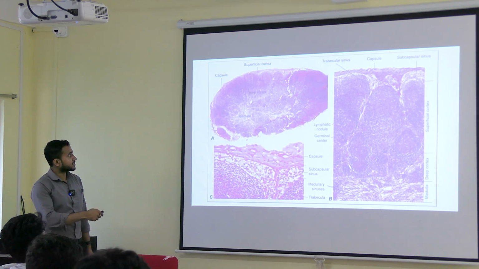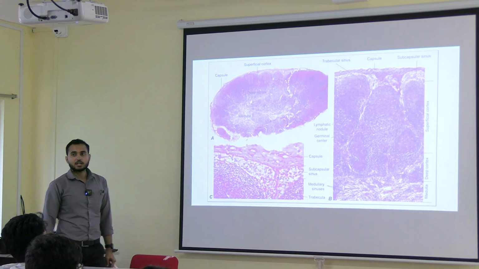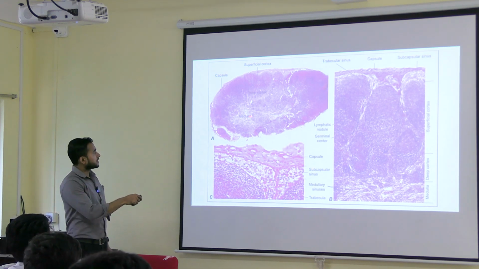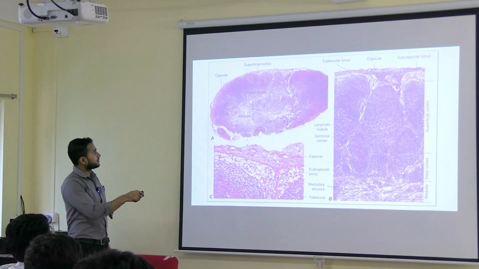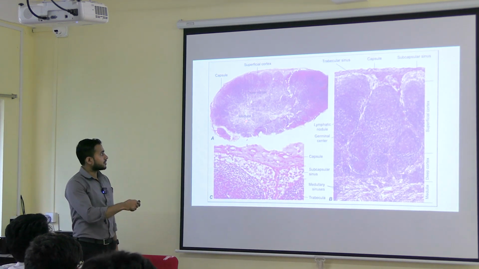ये दो subcapsular sinus. Can you see the lymphatic nodules? See, these are the lymphatic nodules. Okay. So the lymphatic nodules are present. Next, here you can see, this is the medulla. So this particular part will be the paracortex or thymus dependent zone. Okay. So only these things you have to identify.